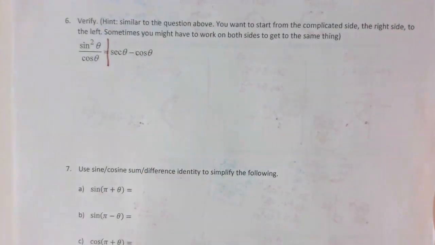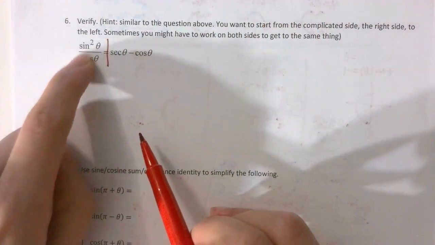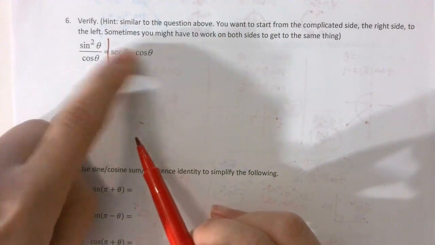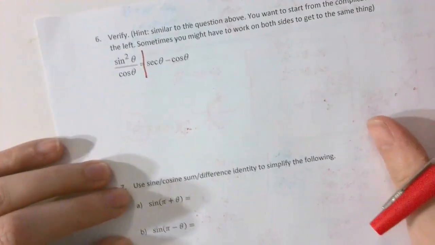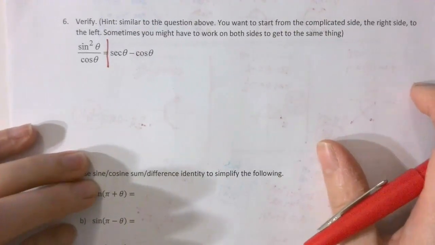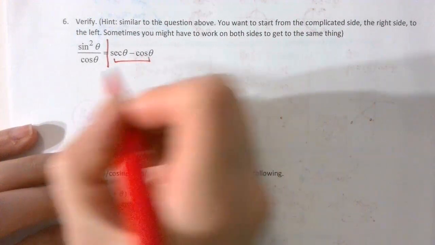All right, so that one has one term. That's just one thing. That one has two things, two terms. So I'm going to start with the right side, actually.